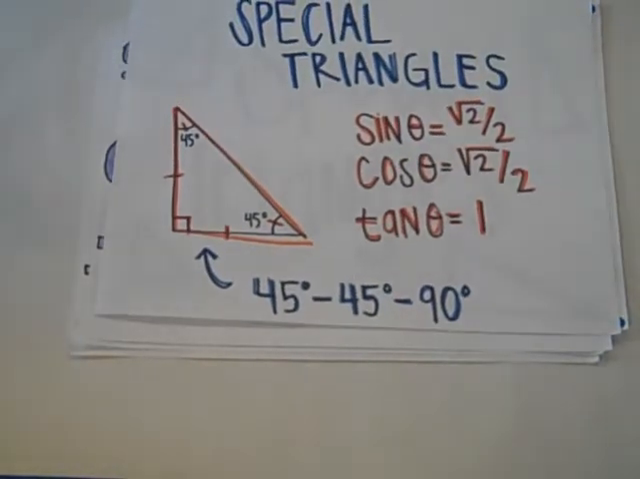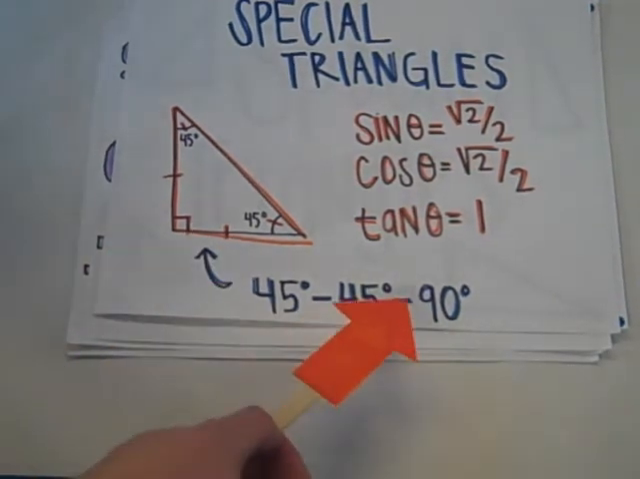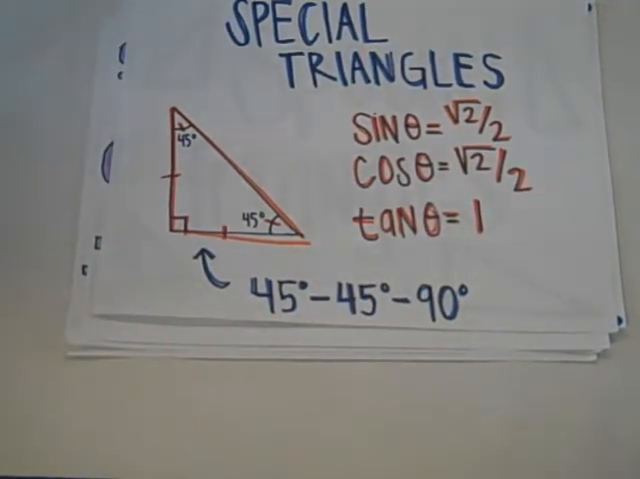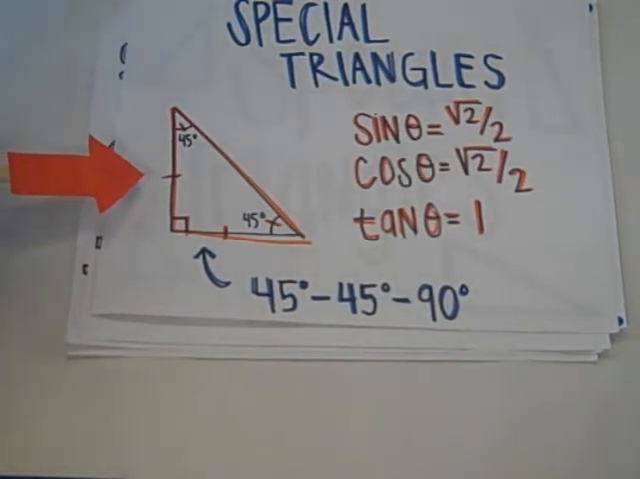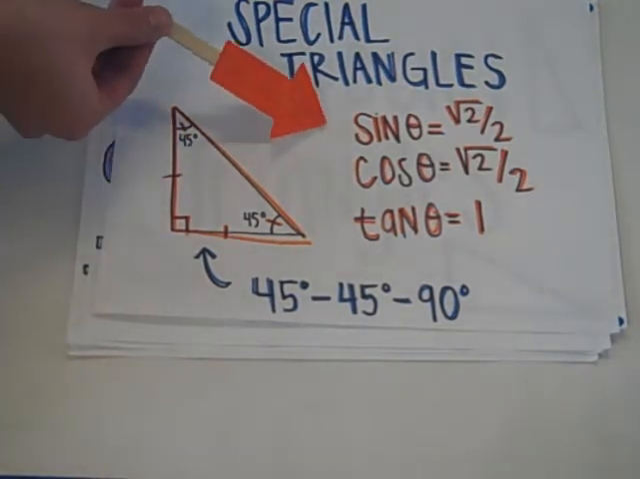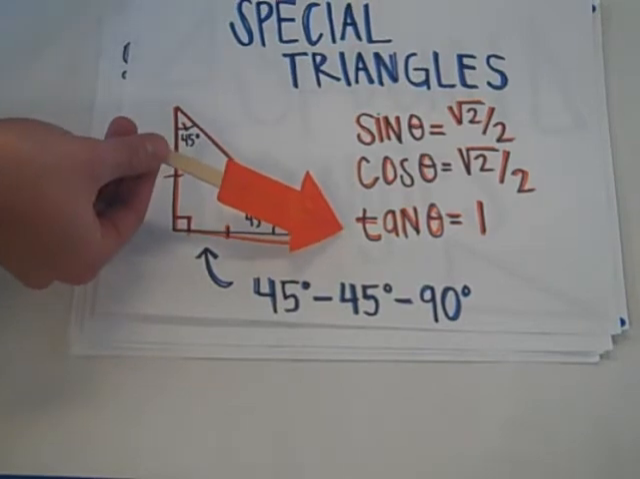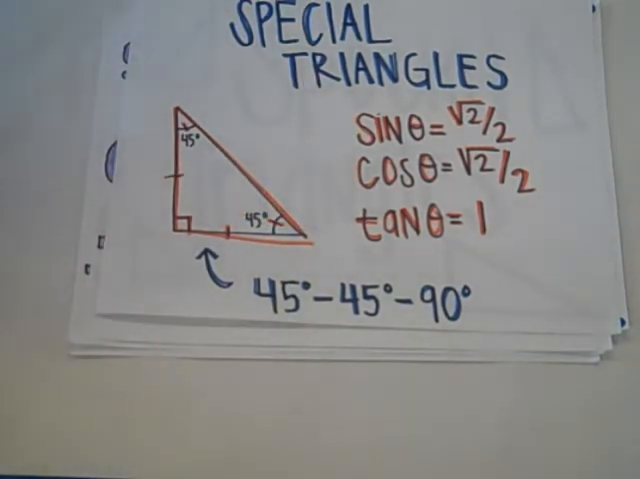There are two special right triangles. The first has angles 45, 45, 90 degrees. This makes it so that the opposite and adjacent side lengths are the same lengths. Sine and cosine of this triangle are both root 2 over 2. The tangent equals 1 because root 2 over 2 divided by root 2 over 2 equals 1.